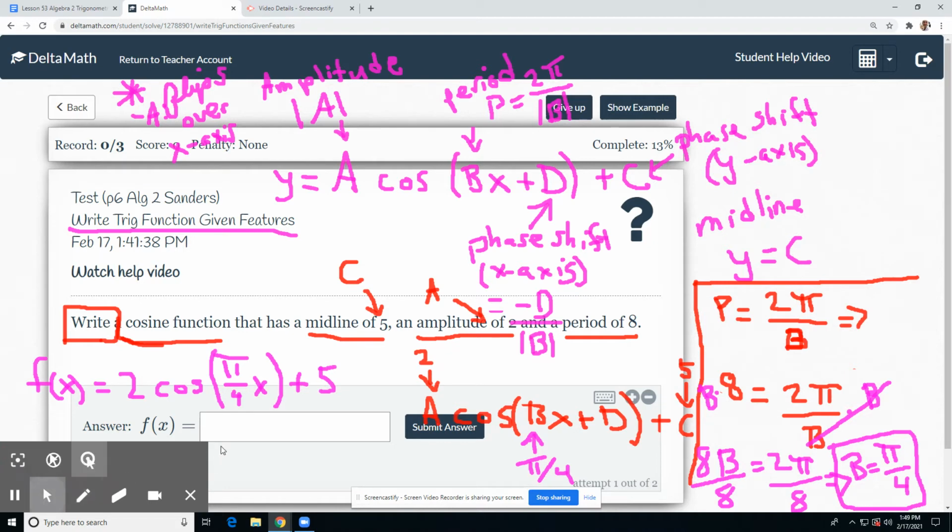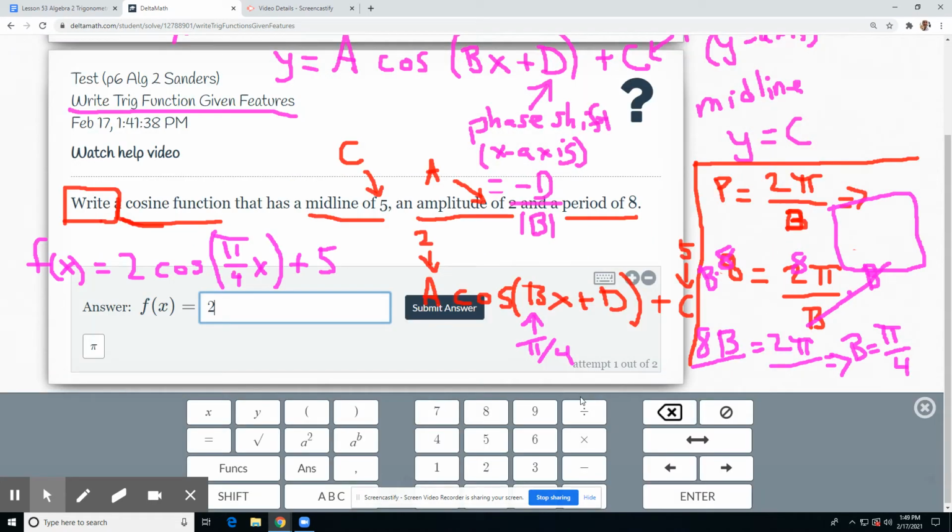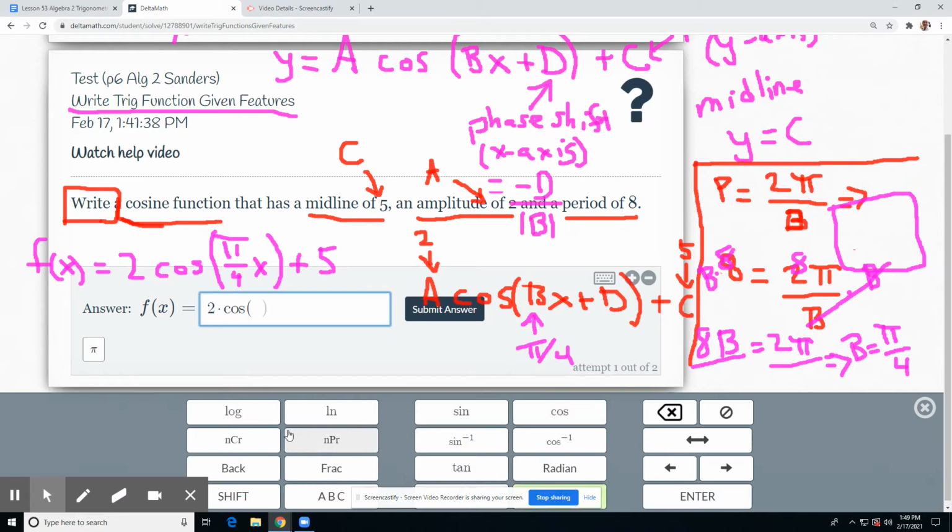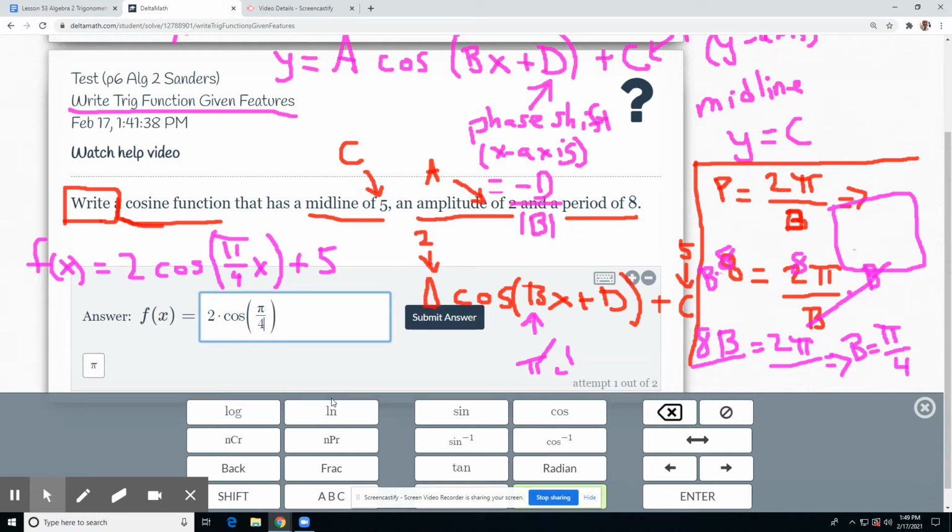Okay, so it's filling everything out for the generalized form. So 2 times cosine of pi over 4 x. X is what they're using, I think. Yes, X is right here, so that tells how it's pointing at the computer. X is our input, so that's going to be the input that we use here. And the last one is plus 5. Let's see how we did.